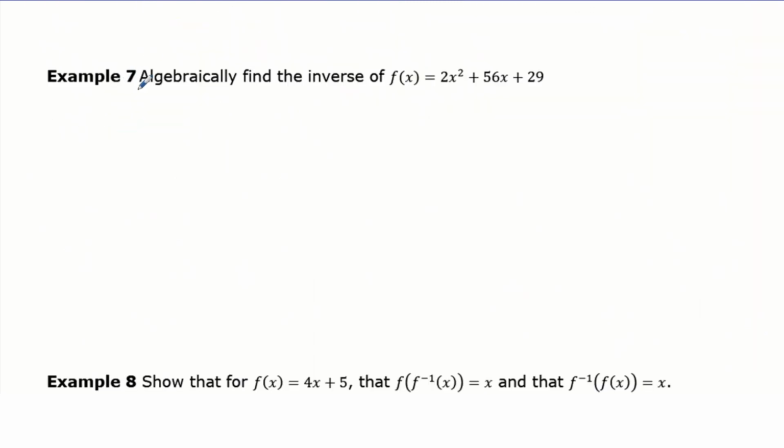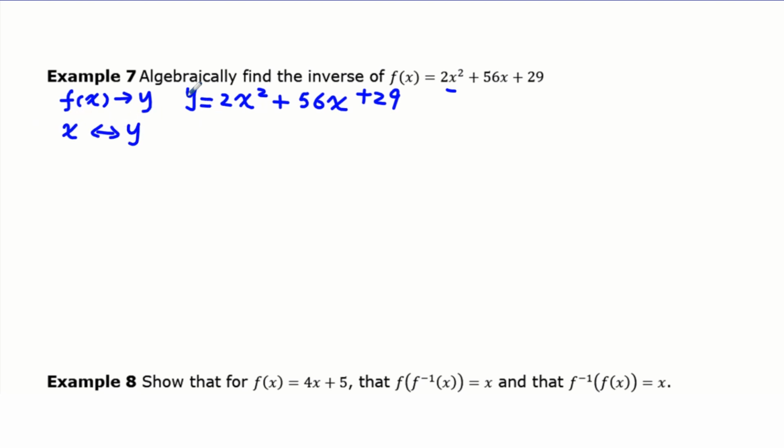So this one should be example 6. Find the inverse again, and you will see this is a quadratic. So first step, we change f of x to y. So we have y equals 2x squared plus 56x plus 29. Then switch x and y. So output becomes input, input becomes output. Then after that, we want to solve for y.